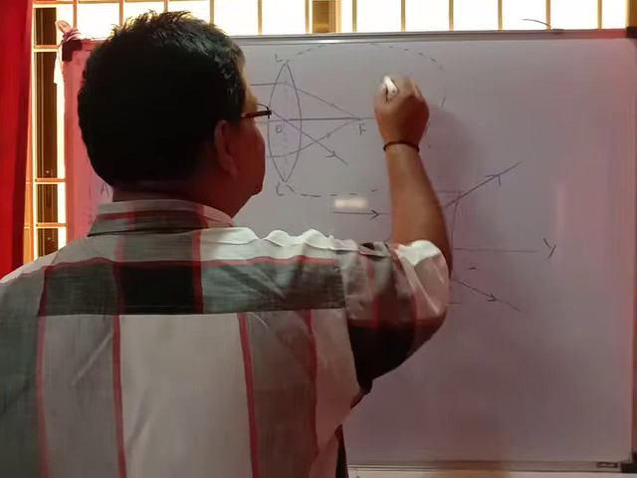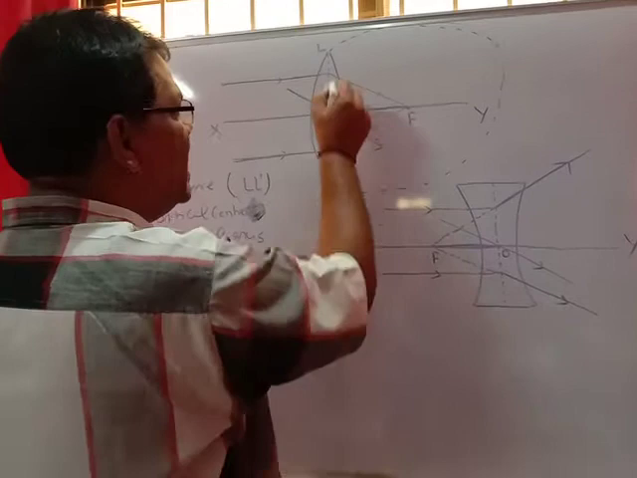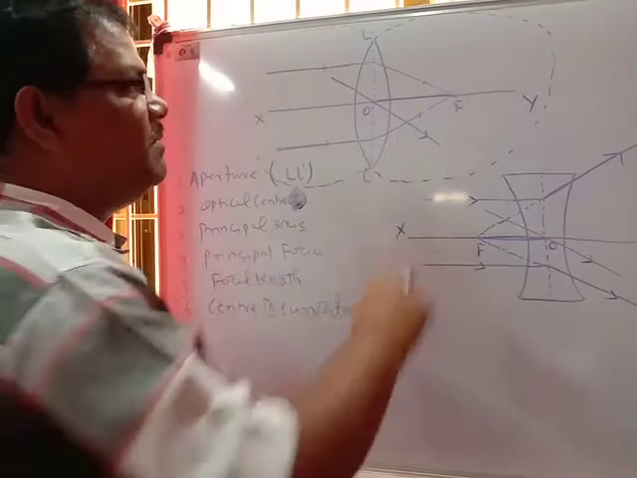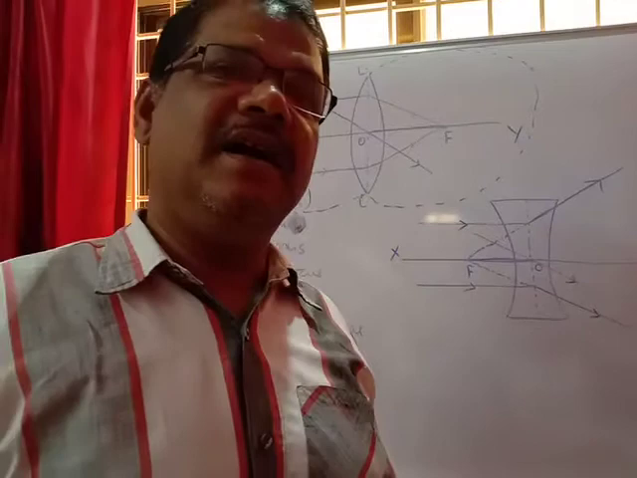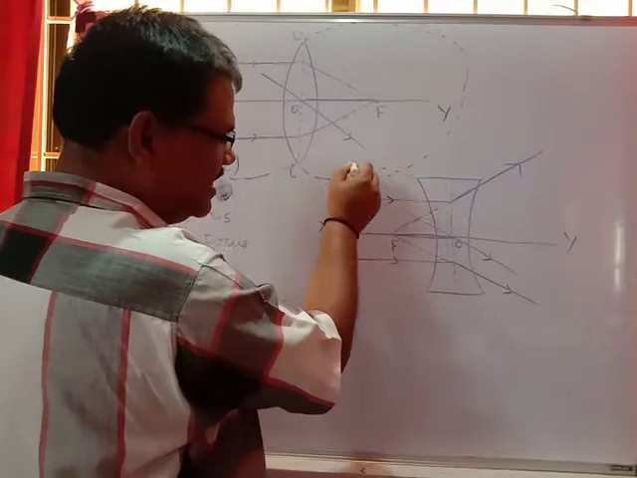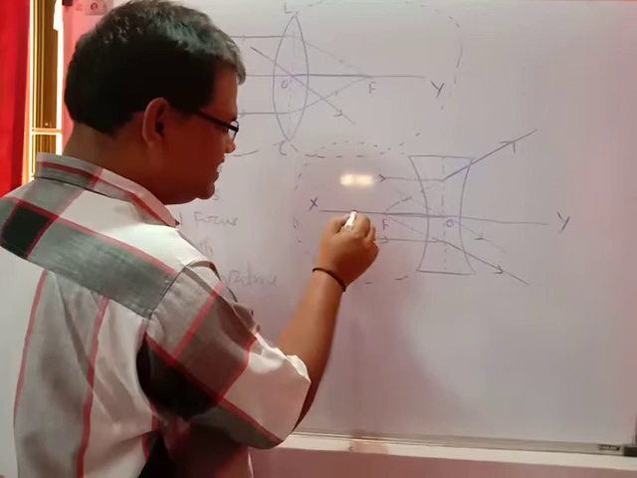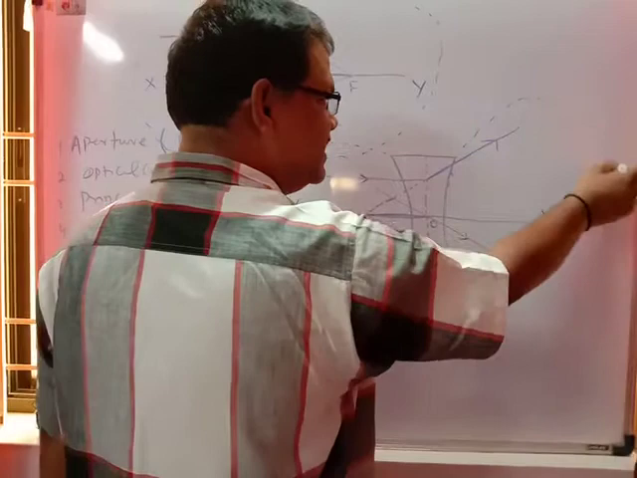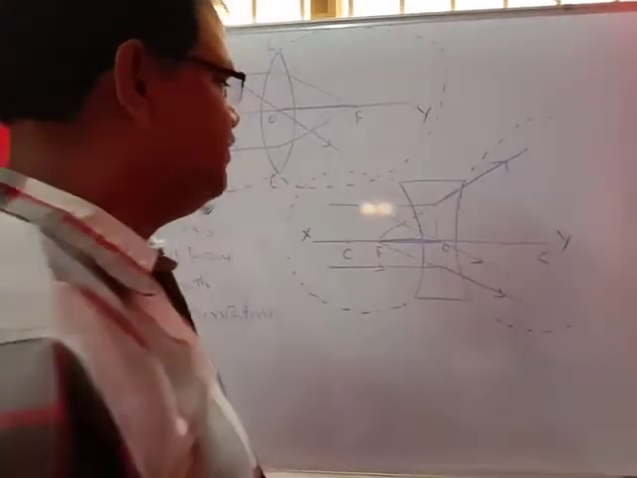The center of this sphere is called the center of curvature of this surface, and this is also part of a sphere. The center of this sphere is also a center of curvature. We will be finding two centers of curvature in the case of the lens, because the lens has two spherical surfaces. Here also we can get it. This surface is the part of a sphere, and the center of this sphere is called the center of curvature. And this surface is also part of a sphere, and the center of this sphere is the center of curvature of this lens.